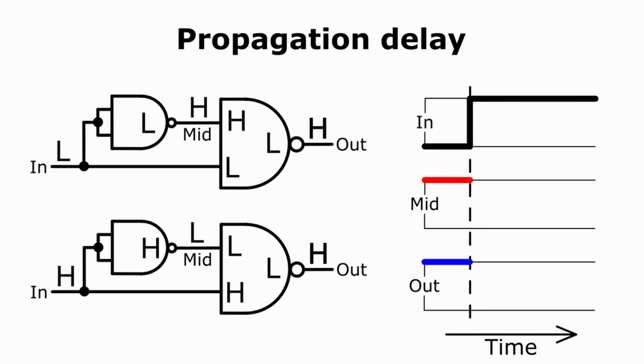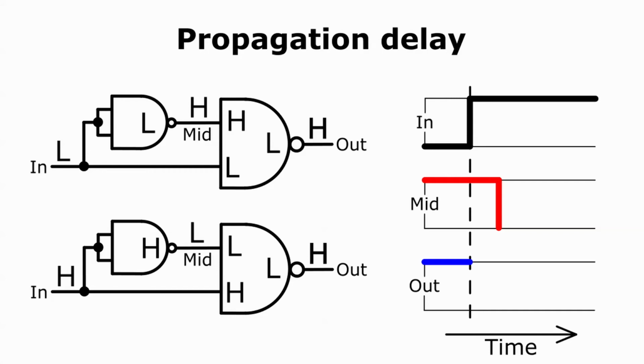It's customary to draw a dashed line down through the diagram so the reader can see exactly what happens to all of the signals at the instant there's a change. The change in this case is that the input voltage goes from low to high. The fact of the matter is that the first NAND gate cannot react instantaneously. The voltage at mid will not fall at exactly the same instant that the input voltage rises. There'll be a short delay while the circuit inside the gate does its stuff. The mid voltage will not fall until a short time later.